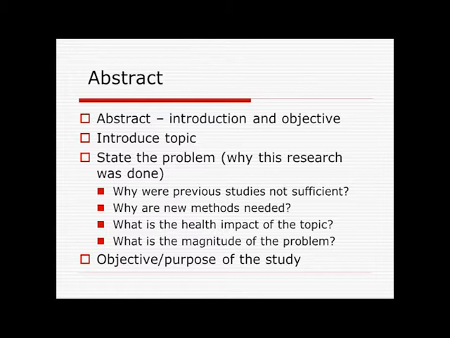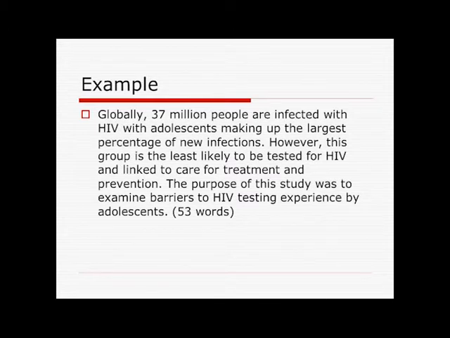So again, we want to say, hey, people, this is a really important study, and then this is the purpose of my study. An example, from one of my papers: globally, 37 million people are infected with HIV, with adolescents making up the largest percentage of new infections. So I'm probably going to be talking about HIV and adolescents, right? However, this group is the least likely to be tested for HIV and linked to care for treatment and prevention. So I'm probably going to be talking about HIV testing among adolescents, because these are the things I'm highlighting in those first two sentences, right? The purpose of the study was to examine barriers to HIV testing experienced by adolescents.